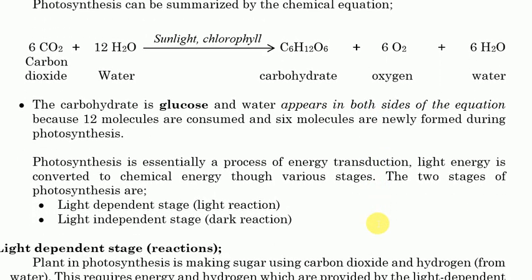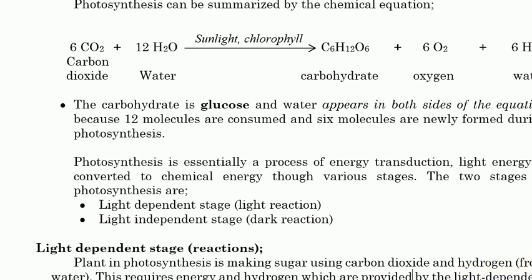Photosynthesis is essentially a process of energy transduction. Light energy is converted to chemical energy through various stages. The 2 stages of photosynthesis are the light dependent stage, sometimes shortly called the light reaction, and the light independent stage, which is sometimes called the dark reaction. As we shall discuss later, I can even tell you the questions which can be asked in this range, because this is where most teachers start to ask questions on the process of photosynthesis.